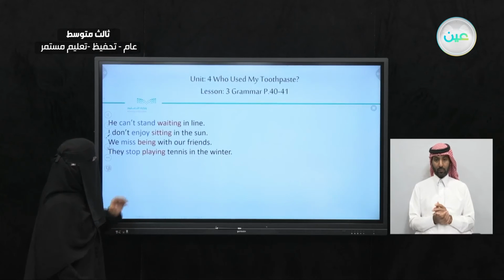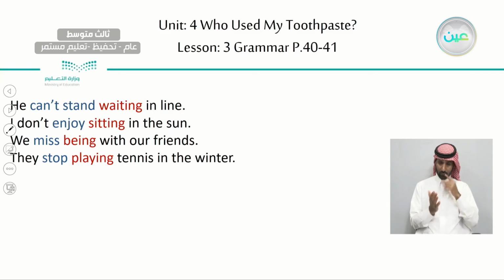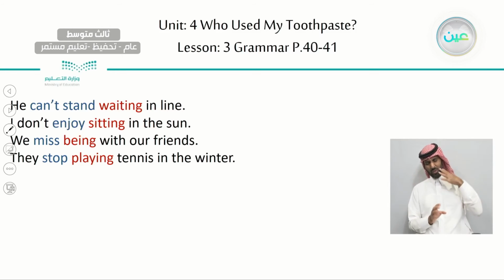Now, let's read the examples in our book. He can't stand. It's one of the verbs in the list, okay? You can see it in your book. He can't stand waiting in line. I don't enjoy, this is the main verb, sitting in the sun. So the ones in red are gerunds.